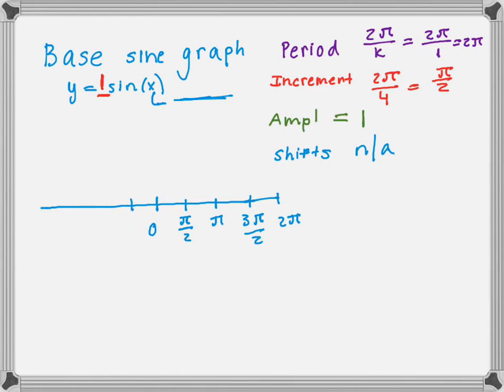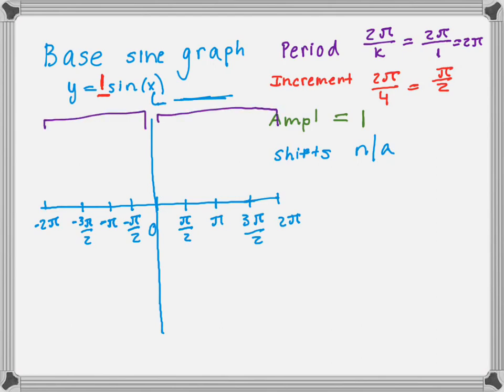And then I usually like to do 2 rotations, so I'm going to go backwards: negative pi over 2, negative pi, negative 3 pi over 2, negative 2 pi. So now I can draw the x-axis, the y-axis, and now we can start graphing. We already know our periods, so we don't really need to worry about that, because we have 2 periods, from here to here and from here to here.